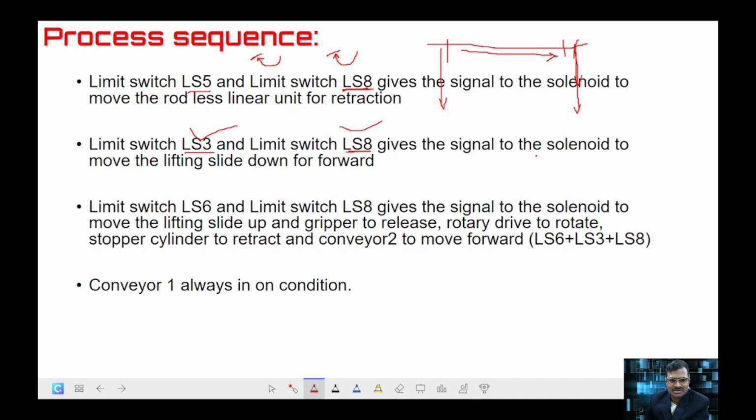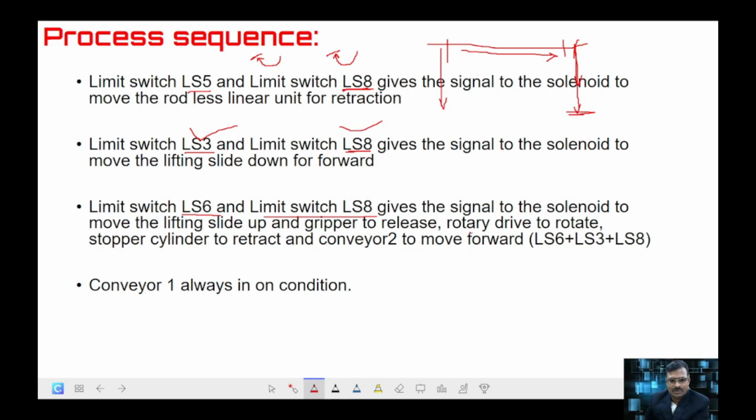Okay, so once it is going down and reaches the home position of the rodless linear unit, and the lifting slide is in the extended position, and LS8 is in this condition, when all these conditions are satisfied, it is going to drop the object. The limit switch LS6 and limit switch LS8: LS6 is the external portion of this cylinder, and LS8 gives the signal to the solenoid to move the lifting slide up and the gripper to release.